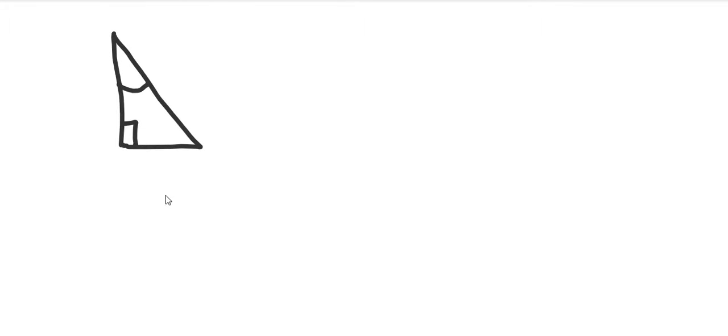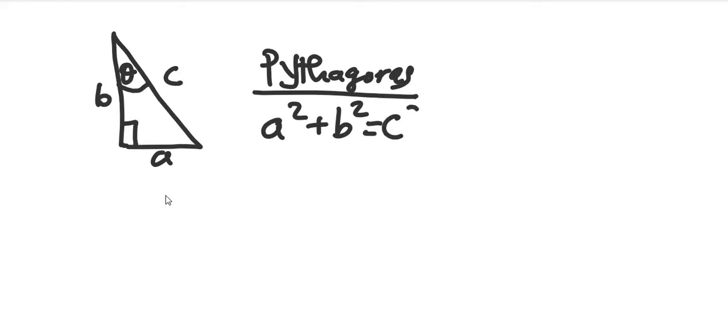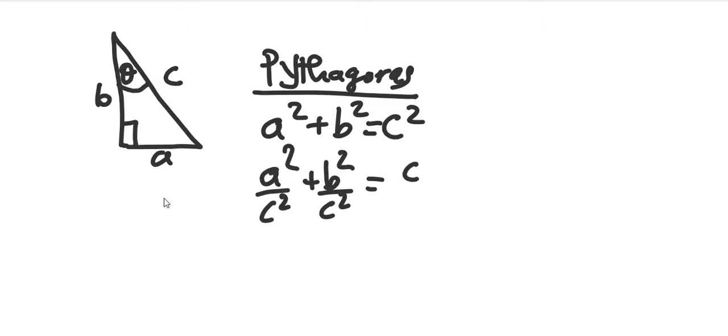Here I have my angle theta, I have my hypotenuse C, I have my opposite A, and I have my adjacent B. By applying the Pythagoras theorem, I obtain A squared plus B squared is equal to C squared. Now, if I decide to divide both sides by C squared, I will obtain A squared divided by C squared plus B squared divided by C squared is equal to C squared divided by C squared.